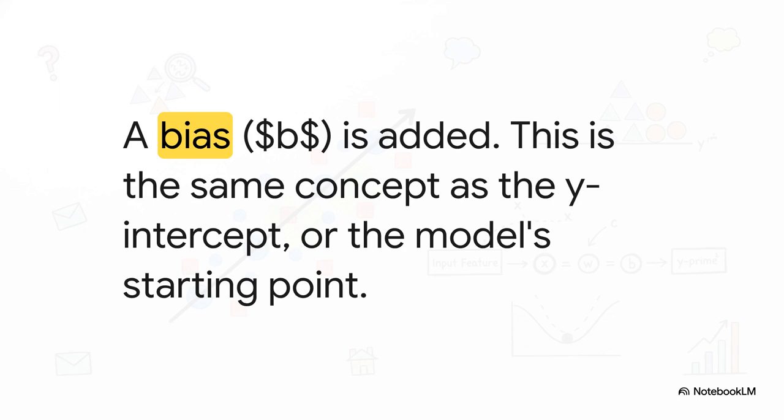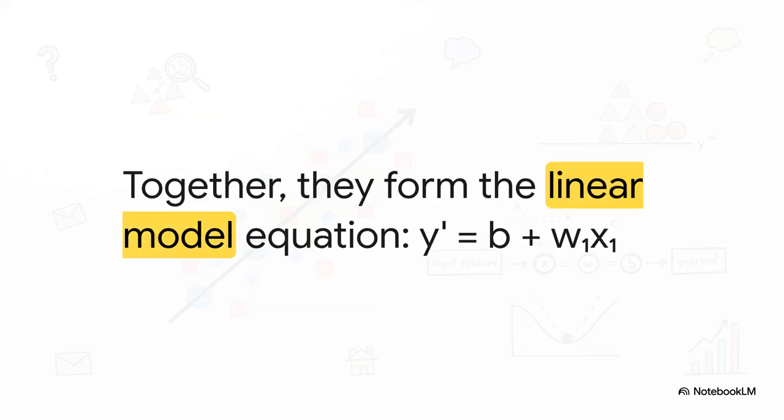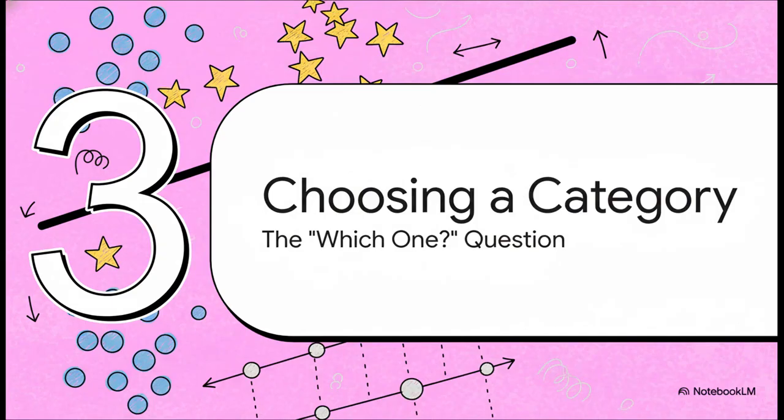That's where the bias, or B, comes into play. Think of it as the y-intercept. It's our starting point, the baseline score if you did nothing at all. And when you put it all together, you get this simple but incredibly powerful equation. Our predicted score, we call it y prime to show it's a prediction, is just the bias plus the weight multiplied by our feature. And that's it. That's the linear model.